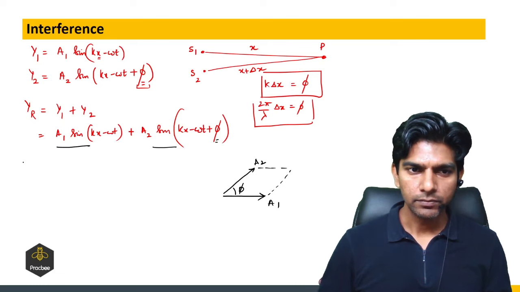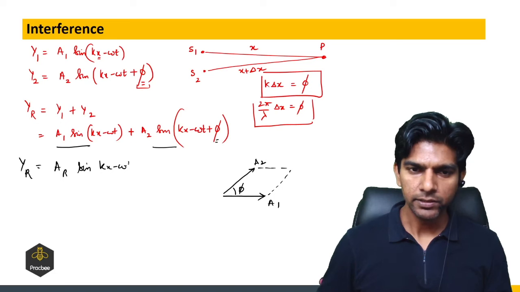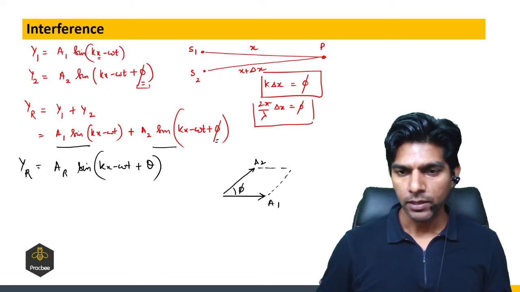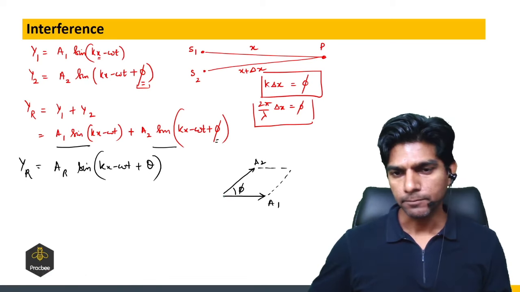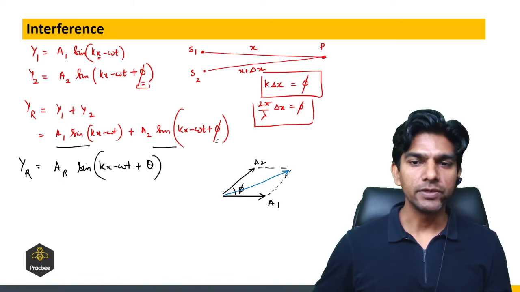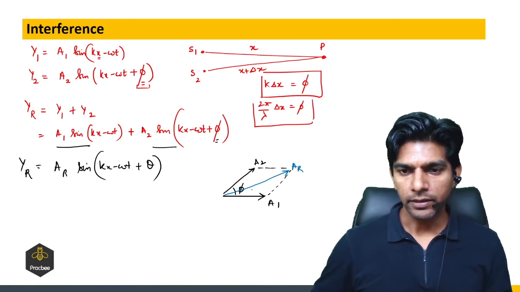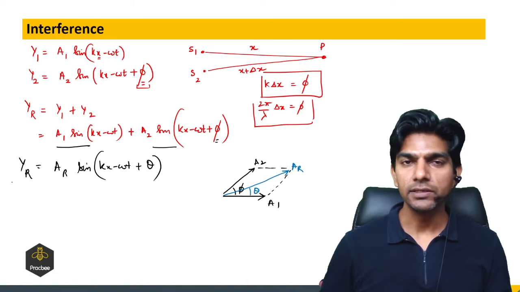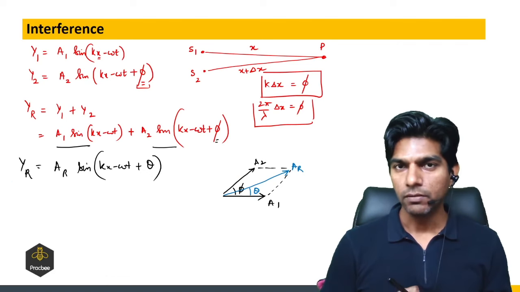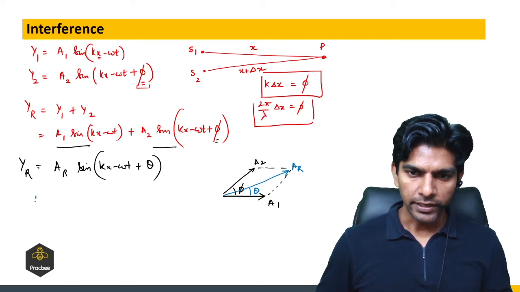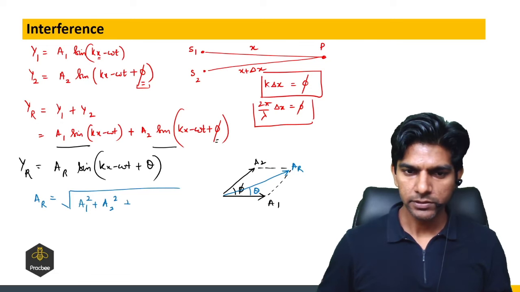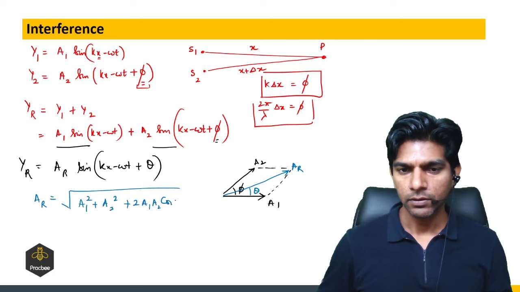So I can write y_R as A_R sin(kx minus omega t plus theta). And now here we have to find the value of A_R and theta. So A_R is nothing but the resultant of A1 and A2. So this is A_R, and it makes an angle theta with the phasor A1. So we can say the resultant wave is leading the first wave by theta. So I can write A_R as root of A1 square plus A2 square plus 2 A1 A2 cos phi.